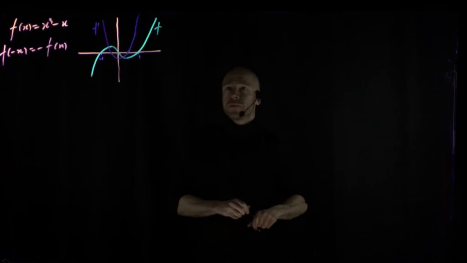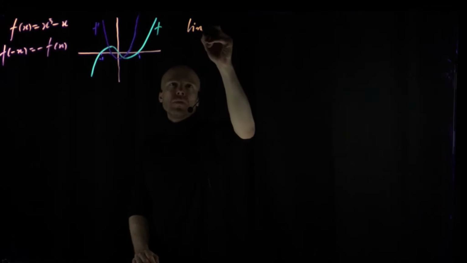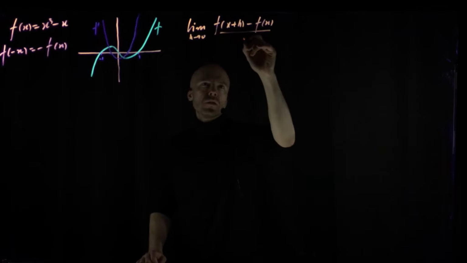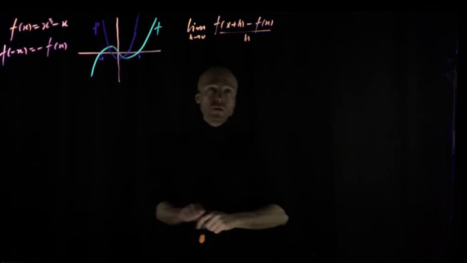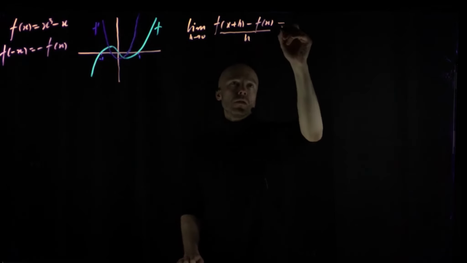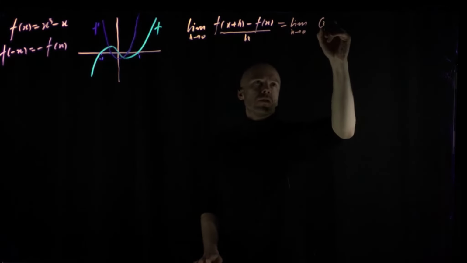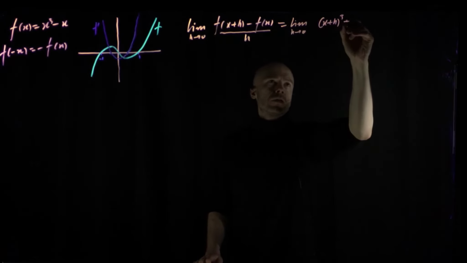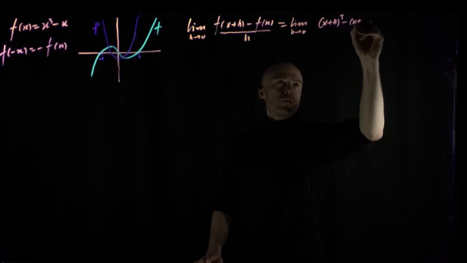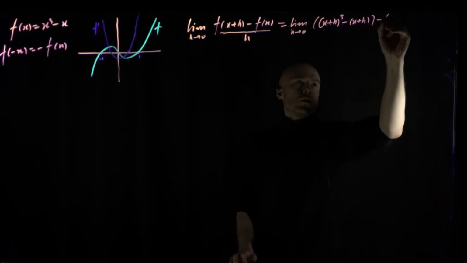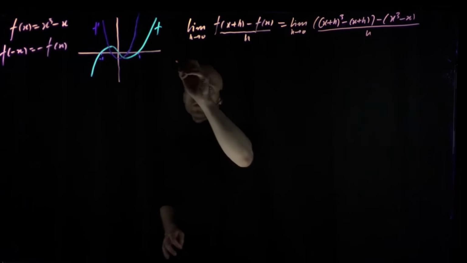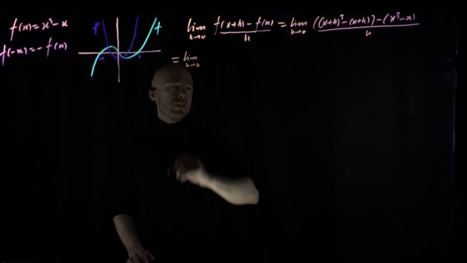Now if we do the calculation, what happens? We go, the limit as h goes to 0 of f of x plus h minus f of x over h equals the limit as h goes to 0 of x plus h to the power 3 minus x plus h minus x to the 3 minus x, over h. Expand that out. Limit as h goes to 0.